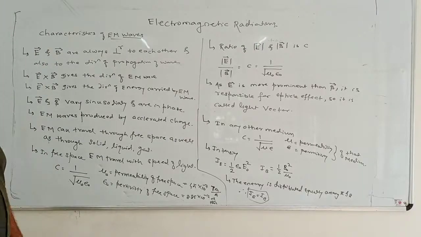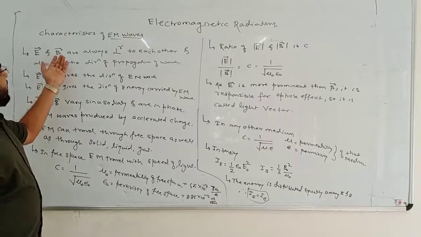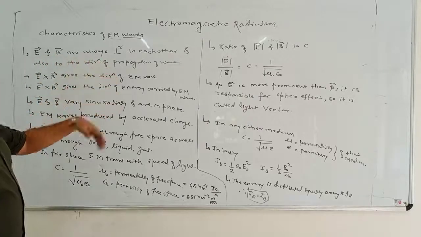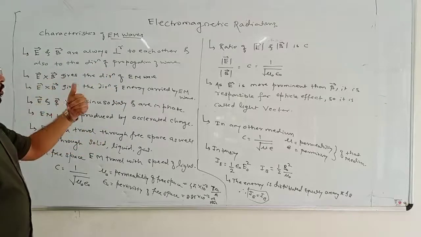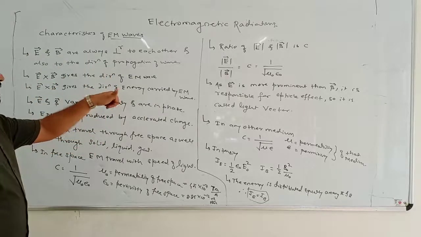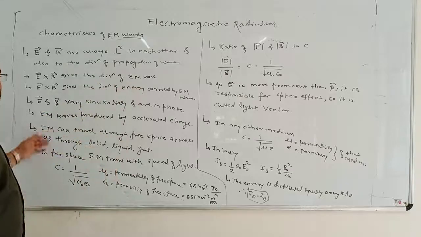This you have to remember. Logically you can remember. It is simple. Electric and magnetic fields are perpendicular, also perpendicular to the electromagnetic wave. If you take their cross product, you get the third direction. That is the direction of electromagnetic waves.